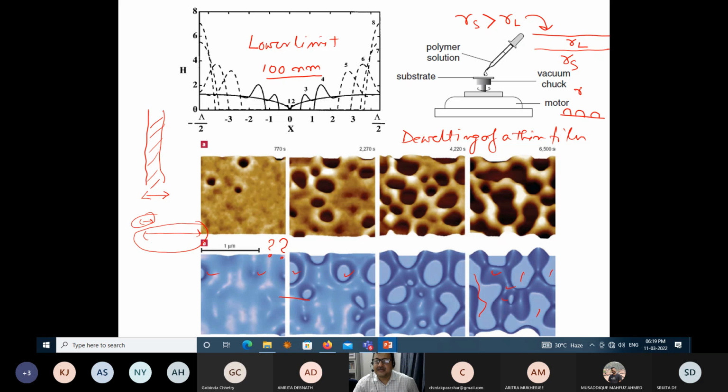In the situation when gamma S is less than gamma L? Yes, sir. Right. So I will have a droplet. Suppose I have taken a surface which is low energy, and I'm trying to coat a film which is of high surface energy, right? So what do I expect to happen?